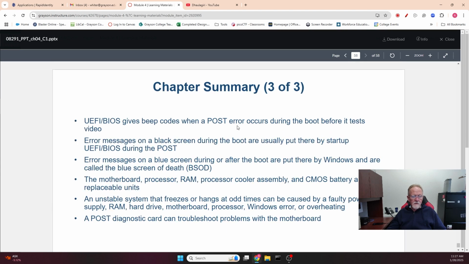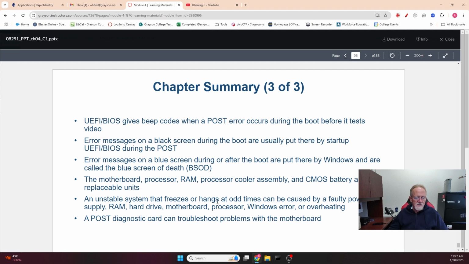Listen for the beep codes if you're hearing them during the POST test. Look for error messages on the screen while it's booting up during POST. Watch for error messages on a blue screen if you're getting a BSOD and it gives you error messages. Copy those messages down and email them to Microsoft support. Motherboard, processor, all those pieces are field replaceable, but that's about all the field replaceable things that there are.